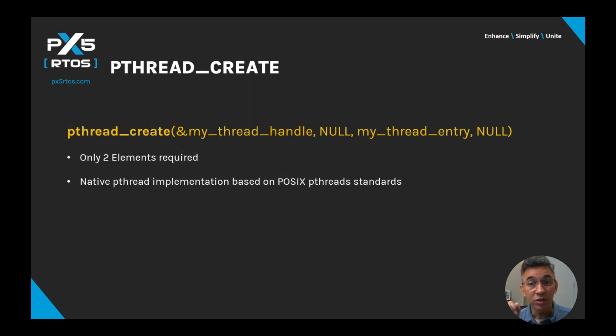If we take a closer look at the pthread create API, we'll see that only two elements are required from the application developer to create a thread: the thread handle and the entry function. This is really much simpler than most RTOS thread and task creation APIs, which require more parameters and make it more complex. And since PX5 RTOS is using a native pthread implementation based on POSIX pthread standards, this will look very familiar to any developer creating embedded Linux applications.